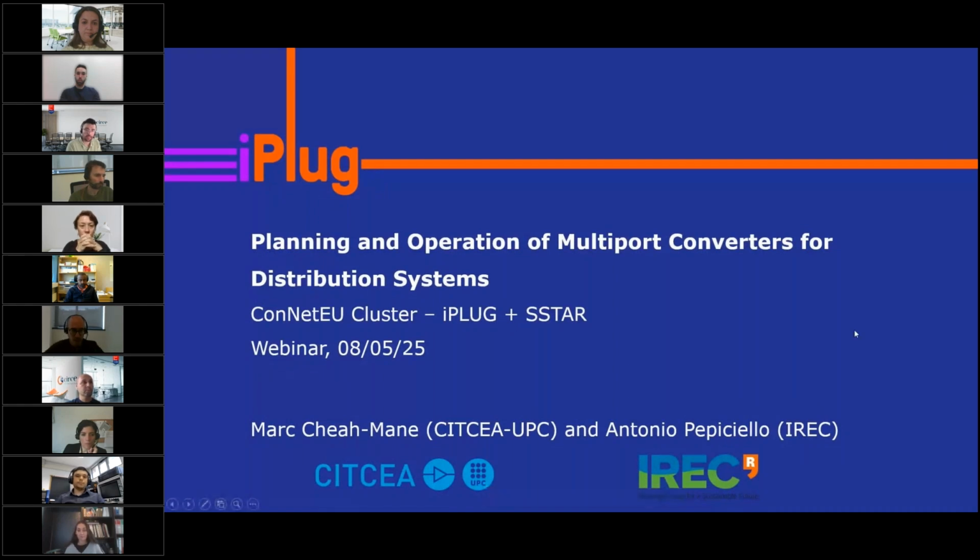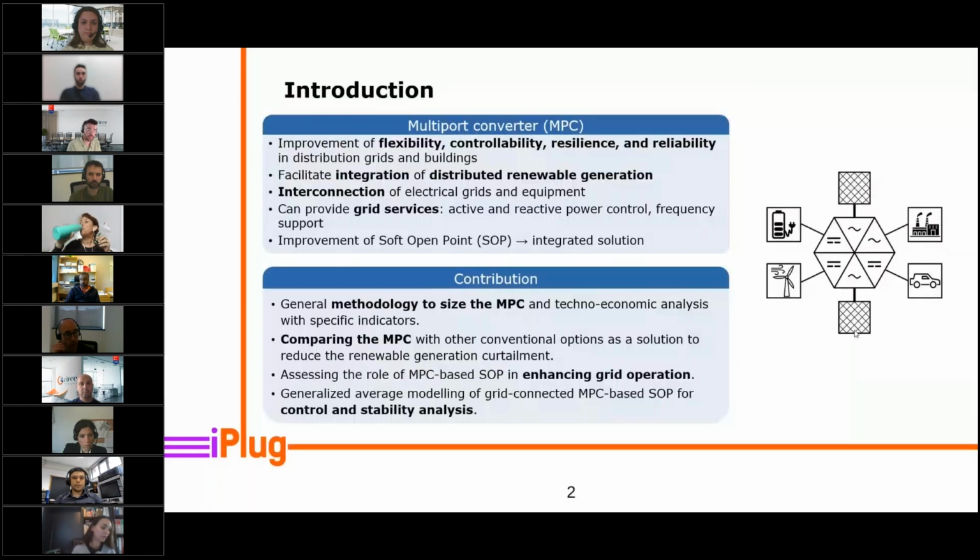So yeah, this first presentation is more about the planning and operation of multiport converters in distribution systems. Here, myself and Antonio are going to present our contributions from iPLUG in this regard. Since this is the first presentation, I also want to do a kind of review of what we understand as a multiport converter, which combines the concept of the two projects, I would say.